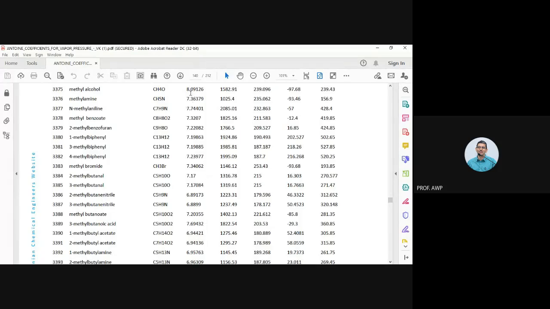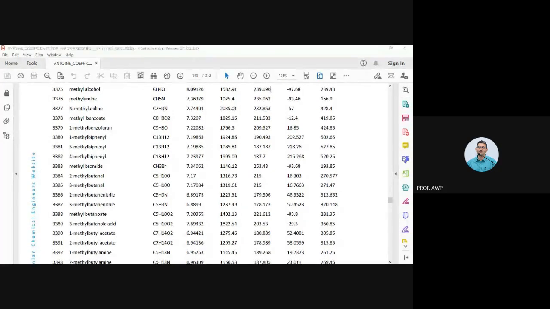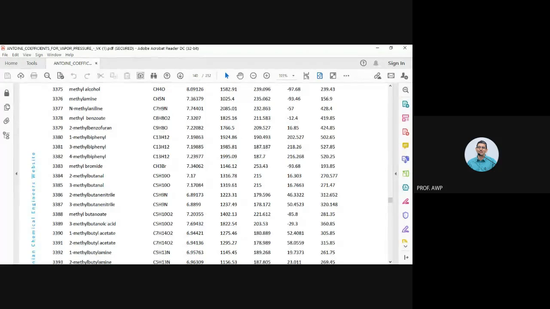So if you look at methyl alcohol now, these are the A, B, C values. Let's see if we can copy them. I don't know if we can copy them. Anyway, it doesn't matter. We can always write 8.09126. So this A value is 8.09126, minus B. The B value is 1582.91.